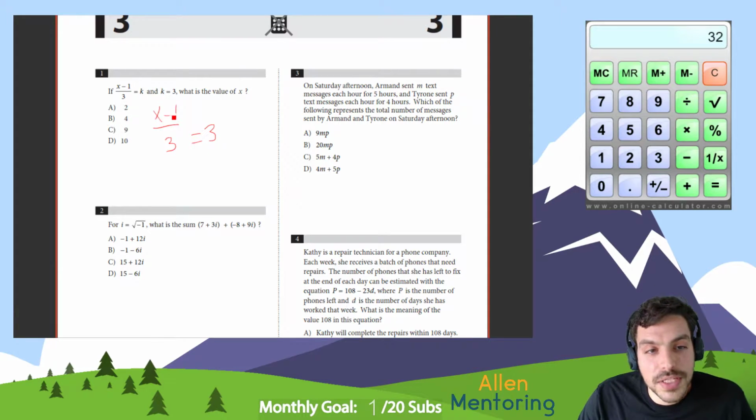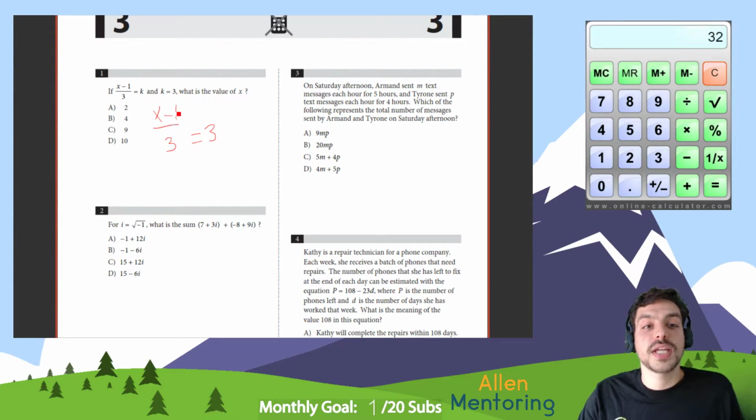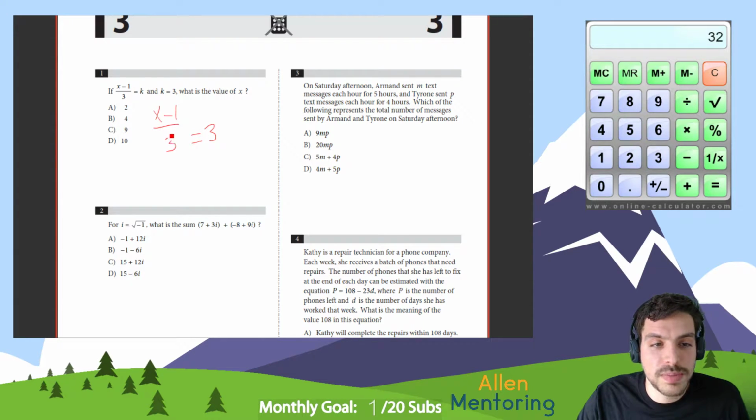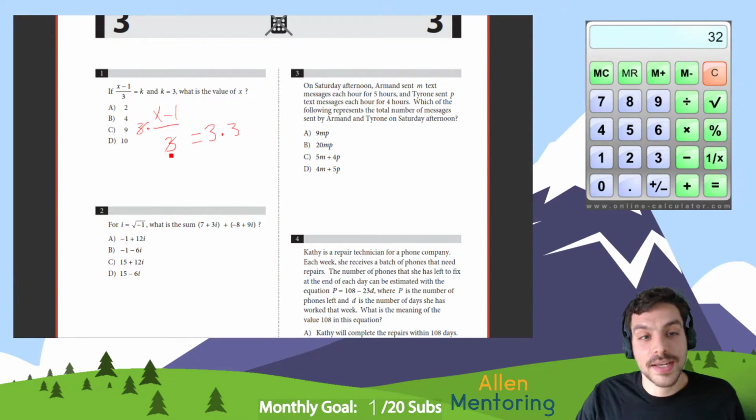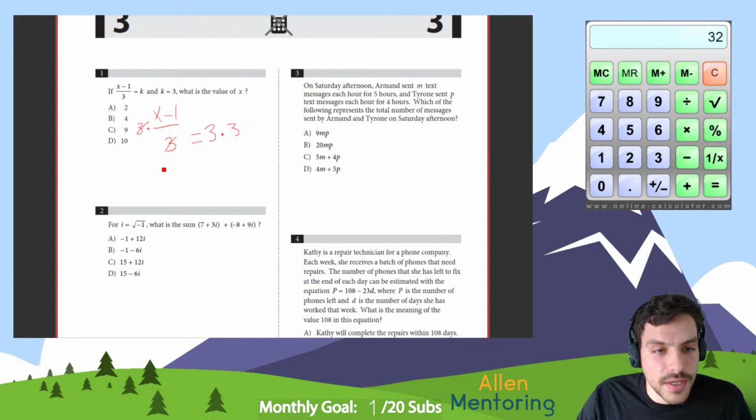Then our job is to isolate x. In algebra, we know that we want to do the opposite of what's happening to x, and we want to do it on both sides. We see x minus 1 is being divided by 3, so we want to multiply by 3 on both sides. Whatever you do to one side, you must do to the other. X minus 1 over 3 times 3 will actually cancel out. If we multiply a fraction by its denominator, it cancels it out. Now we're left with x minus 1 is equal to 9.